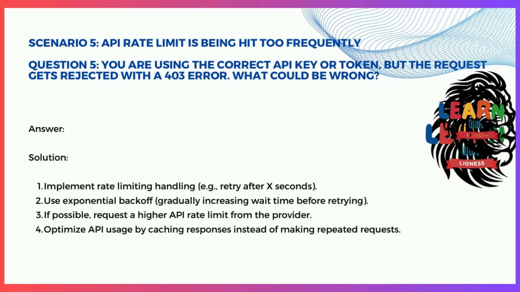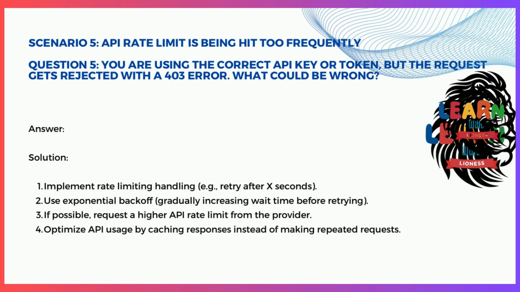Scenario 5, API rate limit is being hit too frequently. Question 5, you are using the correct API key or token, but the request gets rejected with a 403 error. What could be wrong? Answer. Solution. 1. Implement rate limiting handling, e.g., retry after X seconds.